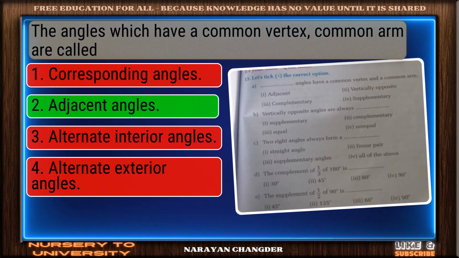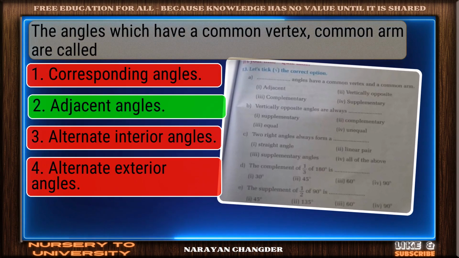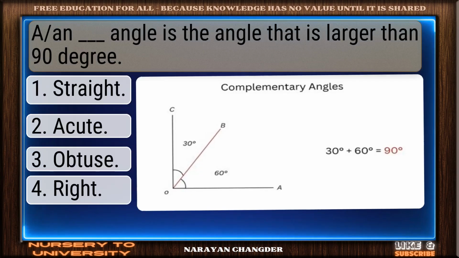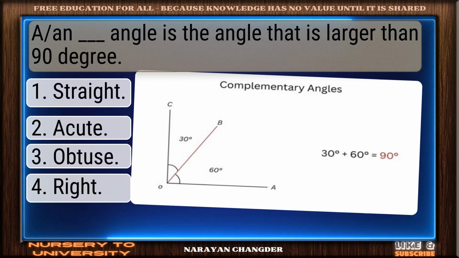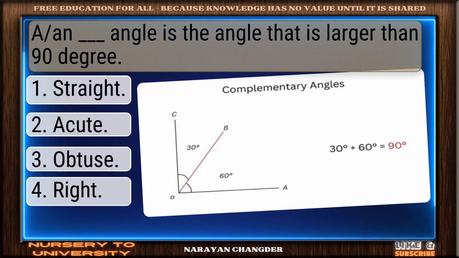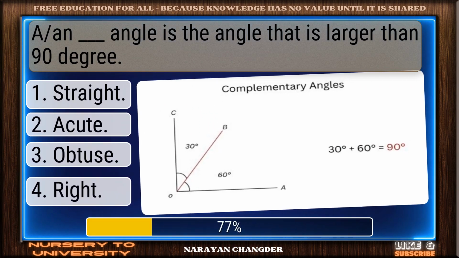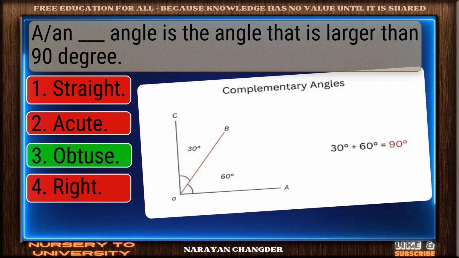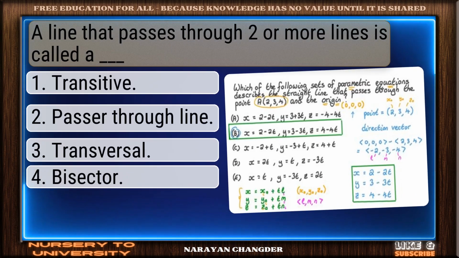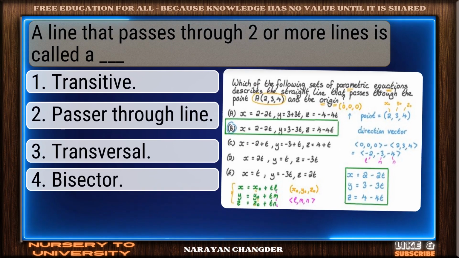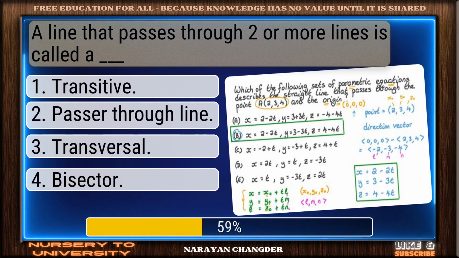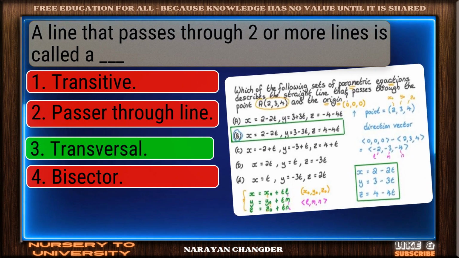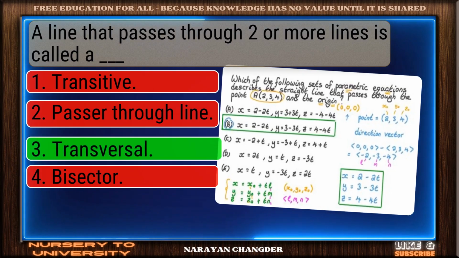Good job. Your answer, adjacent angles, works well here. Question number 129. Blank, the angle is the angle that is larger than 90 degrees. Smart move. Obtuse is an accurate answer. Question number 130. A line that passes through two or more lines is called a blank. You chose transversal, and it is correct.